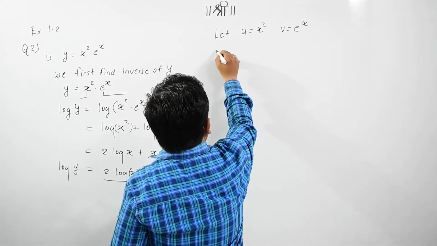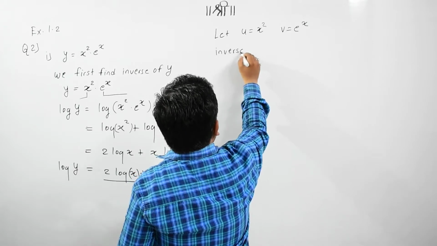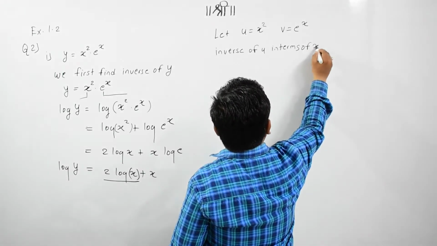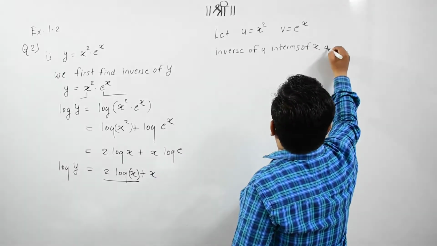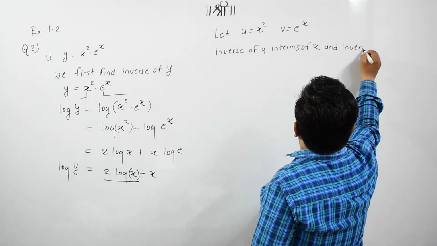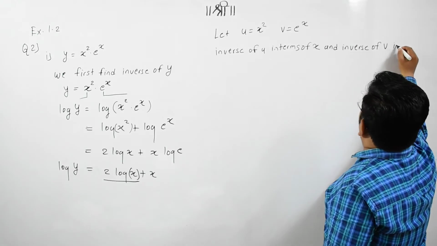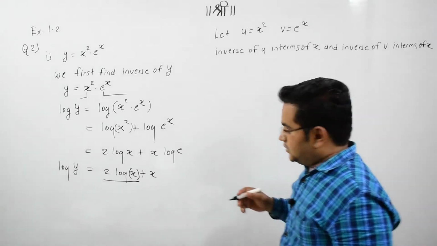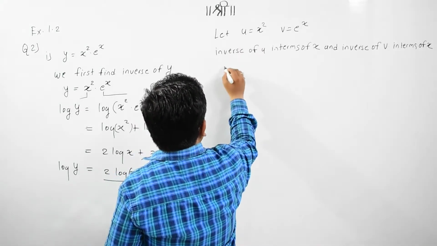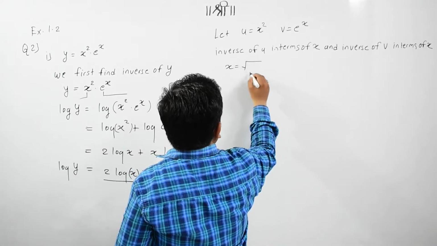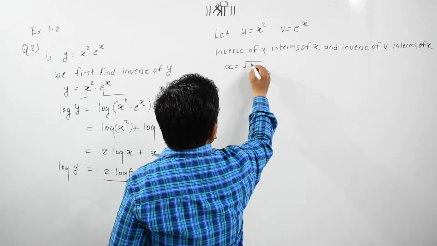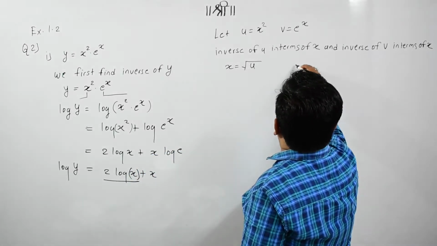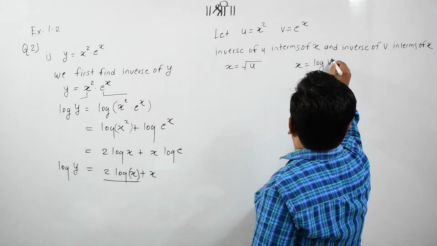So, the inverse of u in terms of x, and the inverse of v in terms of x. Can we see it? Yes, of course. So x is equal to under root u, and here x is equal to log of v.